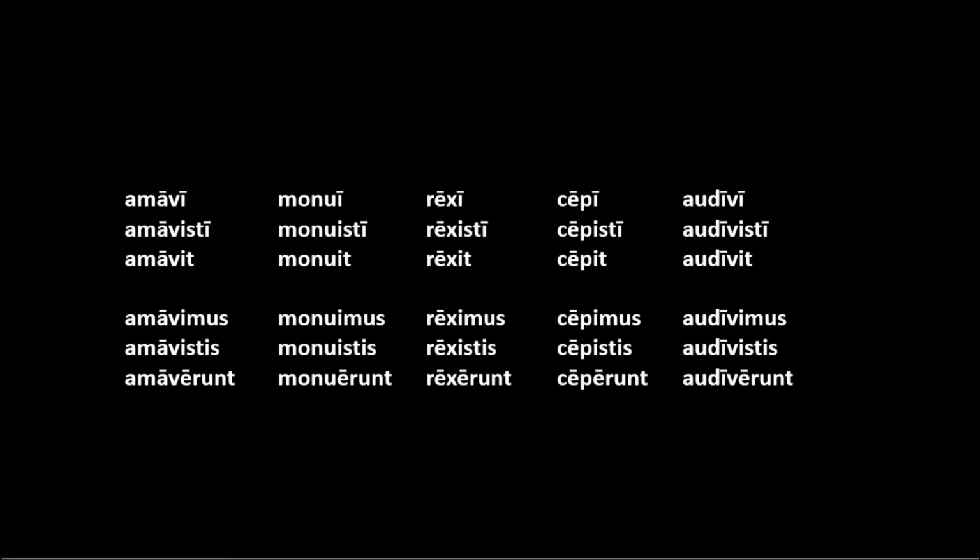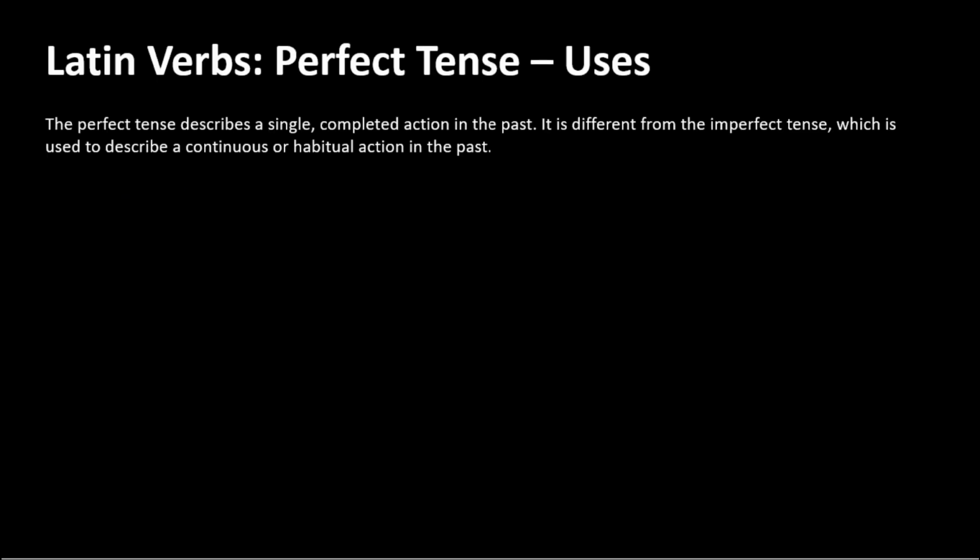You will see that the perfect tense in Latin is made by taking the perfect stem, however formed, like so, and to this you add the personal endings for the perfect tense. Briefly put, the perfect tense describes a single completed action in the past. It's different from the imperfect tense, which is used to describe a continuous or a habitual action in the past.